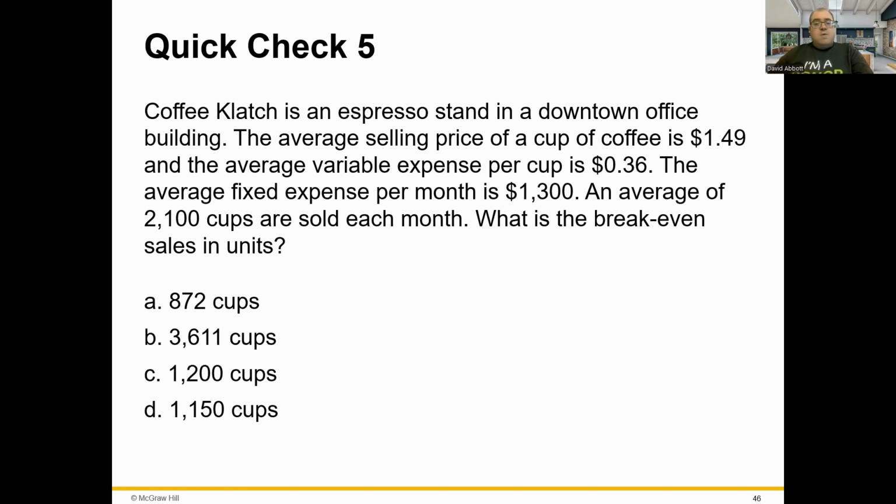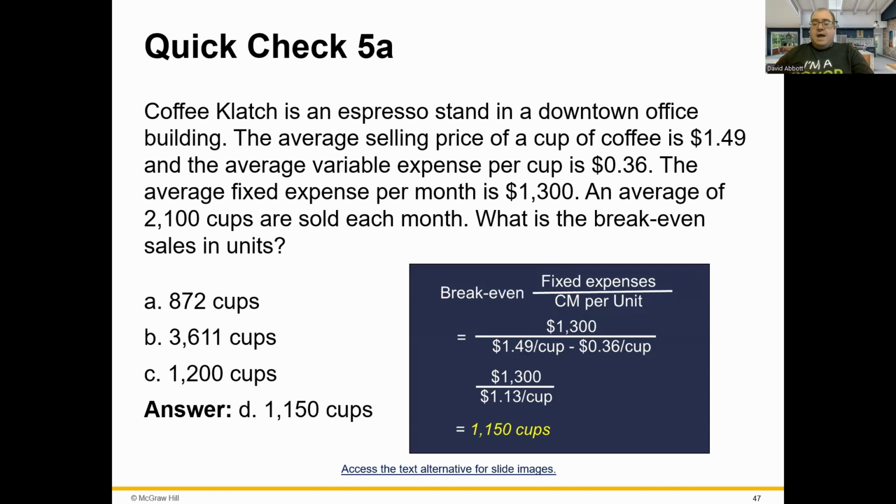Let's say that they want to know, rather than dollars, how many units they have to sell. In this case, they are selling cups of coffee. How would we calculate that? So again, we have our fixed expenses divided by the contribution margin per unit. Our fixed expenses were 1,300, and we figure out the contribution margin per unit by taking our selling price minus our variable costs, which is $1.13 a cup. So we take $1,300 divided by $1.13 a cup, and it comes out that we would have to sell 1,150 cups of coffee in order to break even.